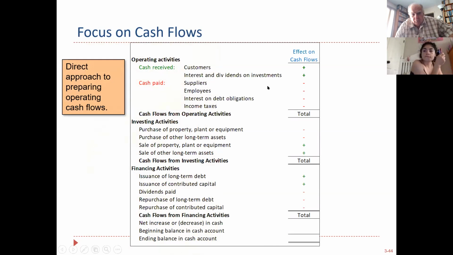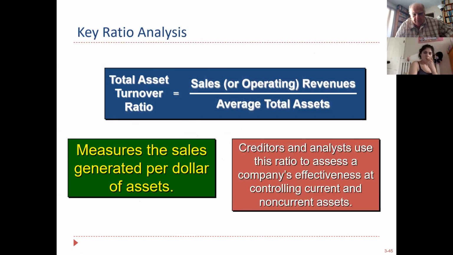Cash flows, we're not going to worry about this because you have a lovely chapter 12 when we come to preparing this lengthy cash flow statement. Just remember, operating is from selling pizza, investing is when you bought equipment or you bought stock in another company, and financing is when you borrowed money or you issued stock.